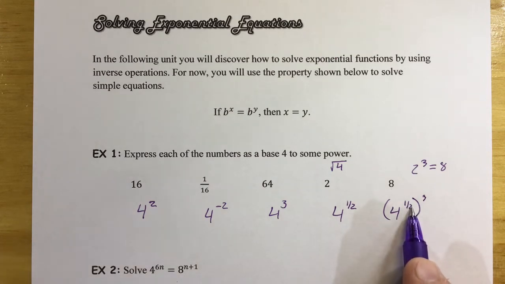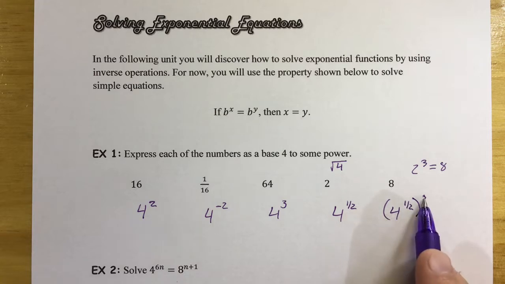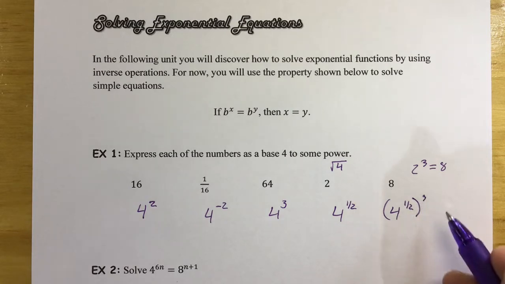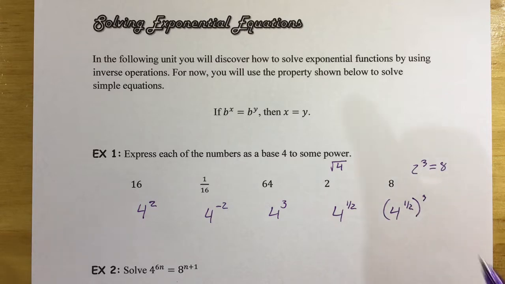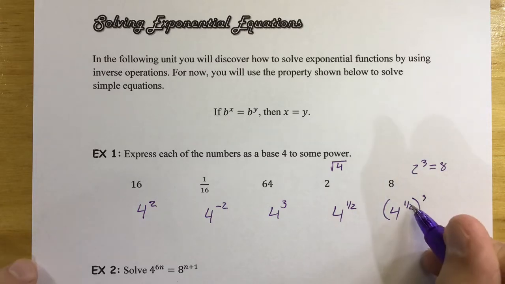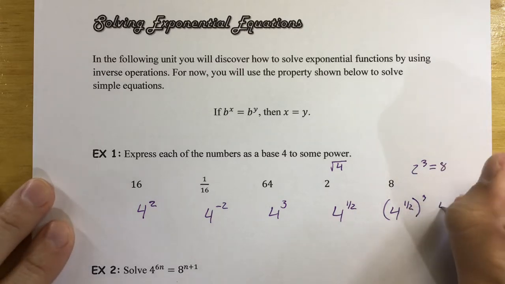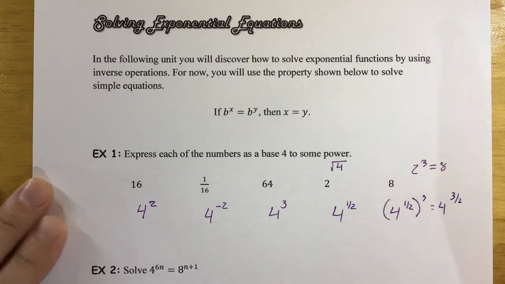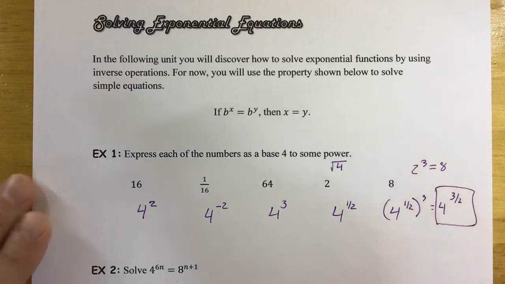The 1/2 power shrinks it to a 2, and then I can cube it back up to an 8. Okay, now this looks a little bit silly here. So remember, there is something called the power rule, and we're going to be using it a lot in the next part here. The power rule says that if you have an exponent to an exponent, you can just multiply them together. So 3 times 1/2 is 3/2. And that's what we're looking for in that last one.